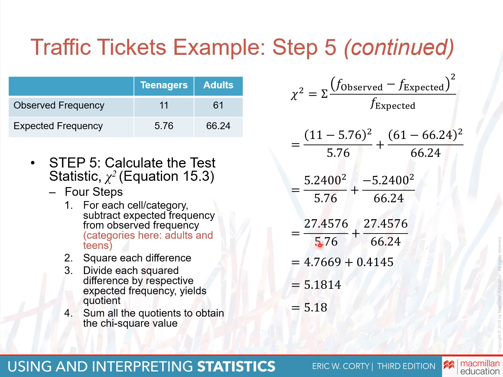Now we have both of our numerators, and so now we're going to solve for each of those. So 27.45 divided by 5.76 is going to give us this 4.76 number. 27.45 divided by 66.24 is going to give us this 0.4145 number. We add these up, and we're going to get 5.1814. We're going to round to 2 decimal places to get 5.18. So our chi-squared test statistic final answer is going to be 5.18.